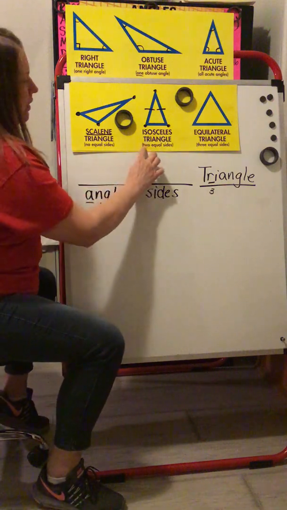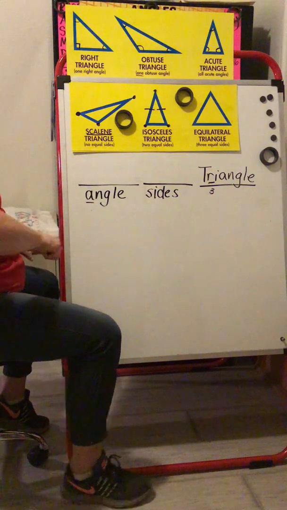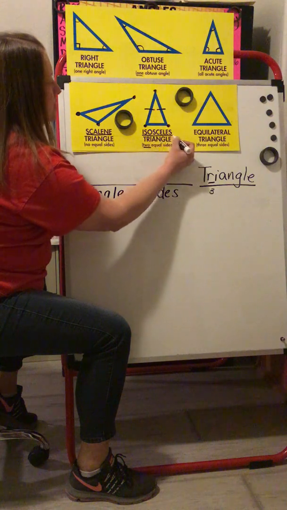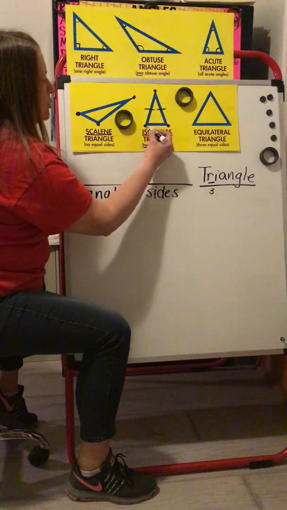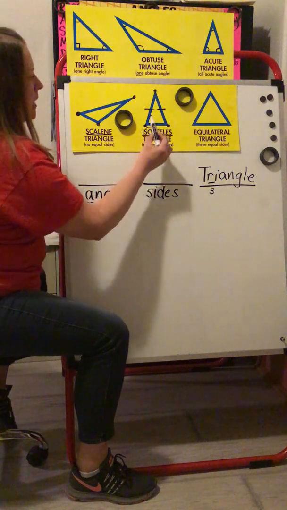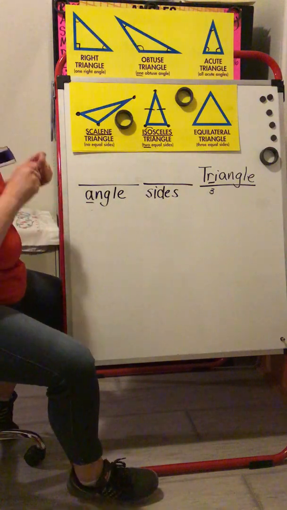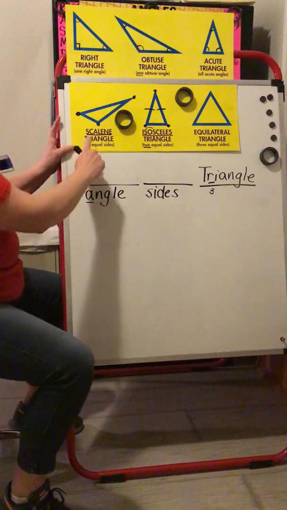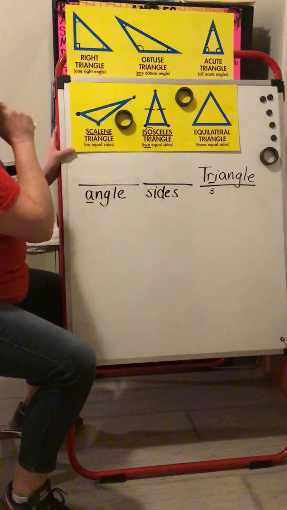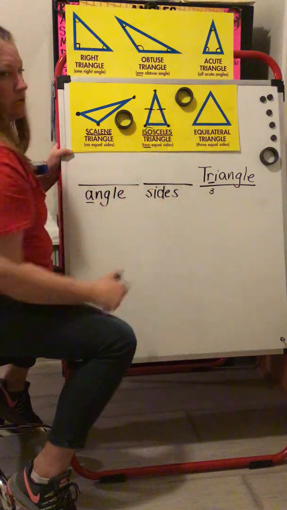So this triangle has 2 equal sides. This side is the same length as this side. We call a triangle that has 2 equal sides an isosceles triangle. Now the way I remember it has 2 is, you see the SOS in there? There's 2 S's right next to each other. Isosceles has 2 that are the same length. So far we've had a scalene, which none of the sides are the same, scalene. We have an isosceles, the SOS, it has 2 sides that are the same.